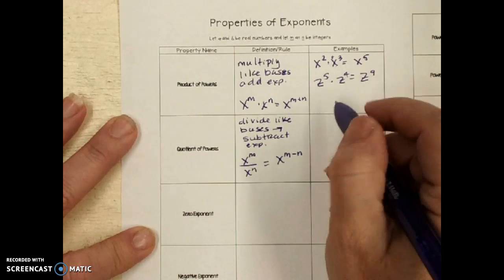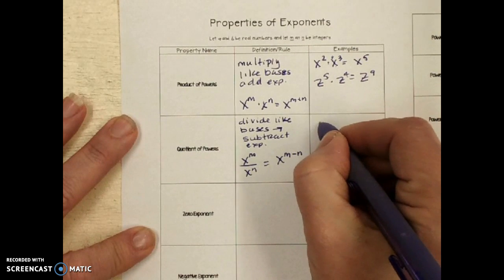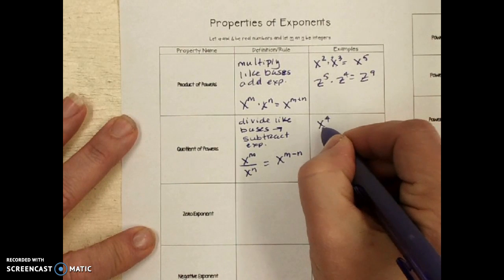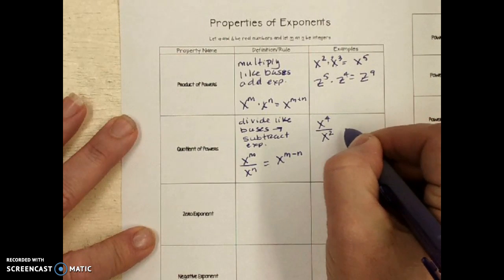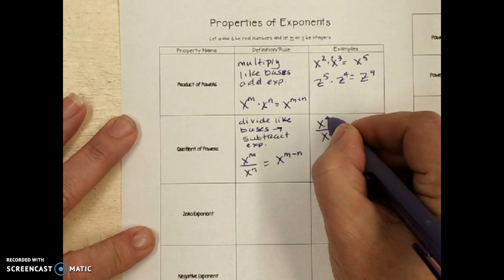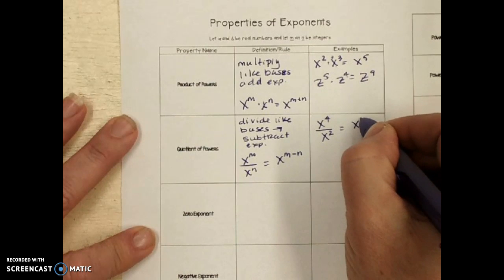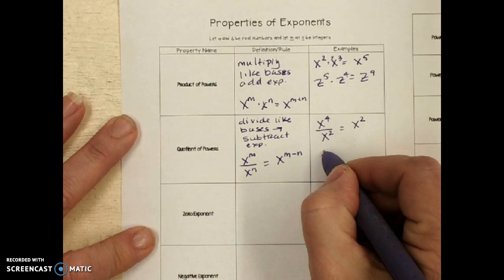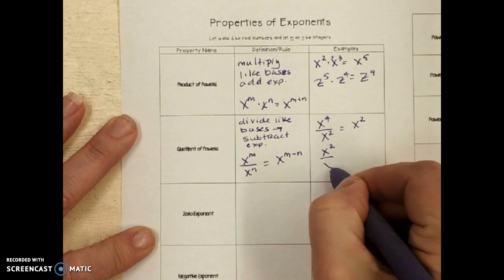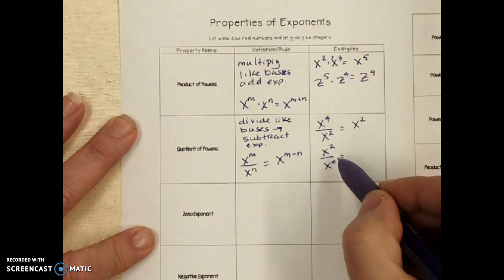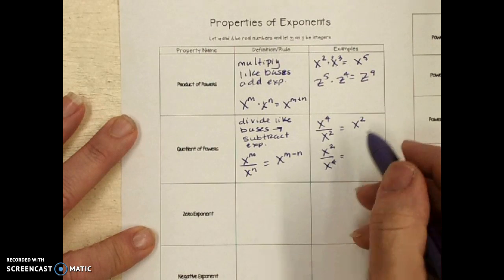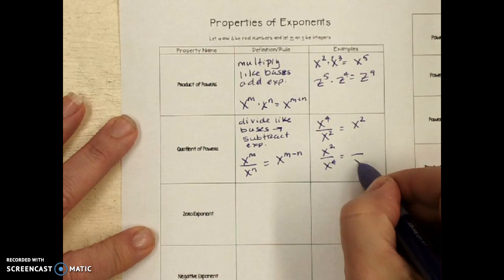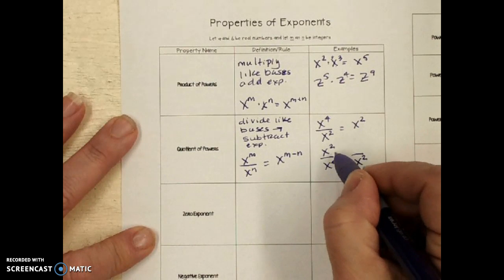So I'll give you a couple of examples. If I have x to the fourth over x squared, then I'm going to have x to the 4 minus 2, so I'm going to have x squared with no denominator. If I have x squared over x to the fourth, then I'm going to subtract 2 from 4, and since 4 is in my denominator, I'm going to have x squared on the bottom because 4 minus 2 is 2.